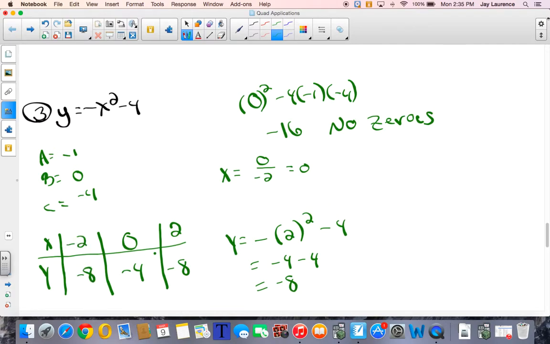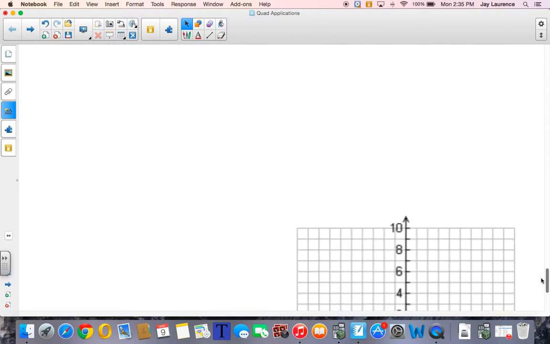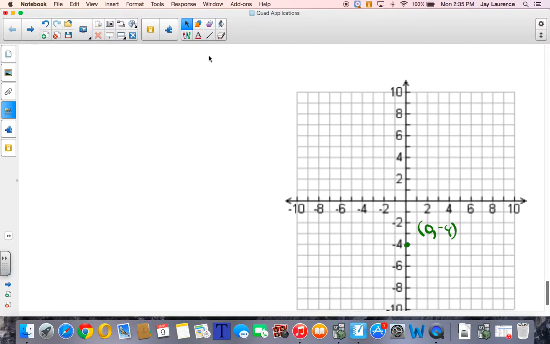Something is really acting weird with this program. I'm not sure what's going on. So I got (2, negative 8) and (negative 2, negative 8). So we're going to have, whoop, there we go. And for some reason, it's not showing up.